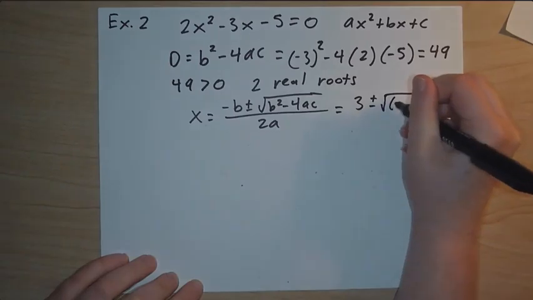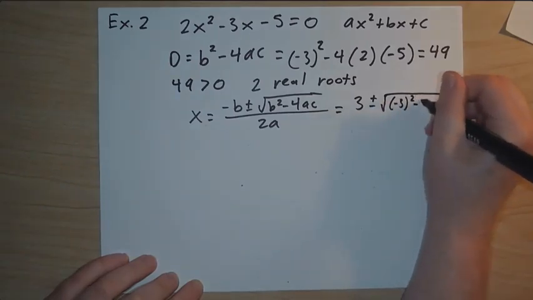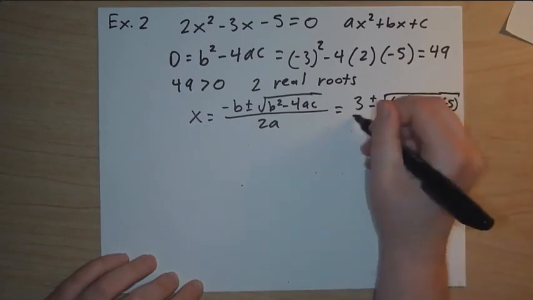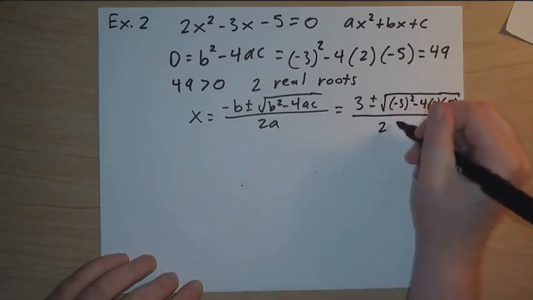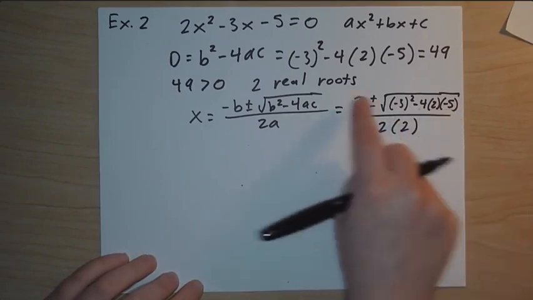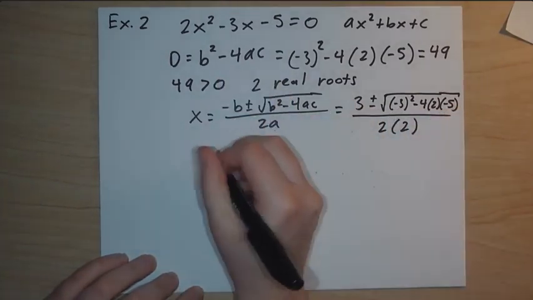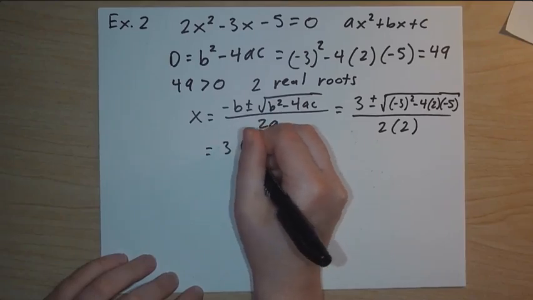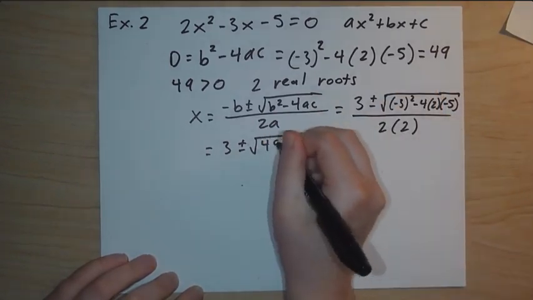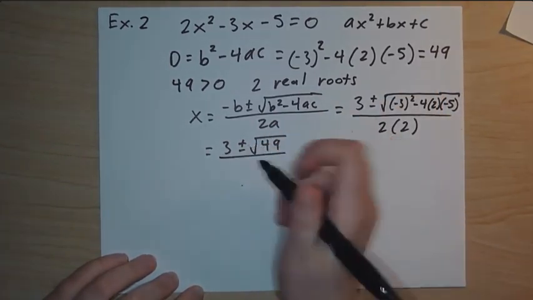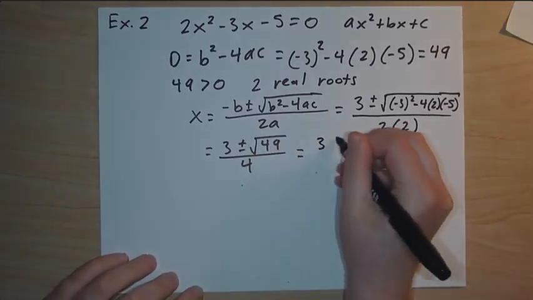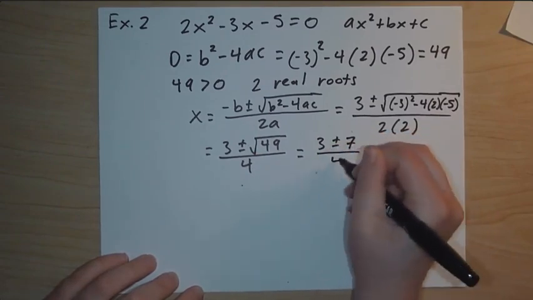So you have positive 3 there, plus minus the square root of b squared, which is negative 3 squared, minus 4 times a, which is 2, times c, which is negative 5, divided by 2 times a, which is 2 times 2. We already figured out what the discriminant was, which is the inside of this square root. So we can immediately simplify this to 3 plus minus the square root of 49, because our discriminant was 49, divided by 2 times 2, which is 4. The square root of 49 is 7, so we can rewrite this as 3 plus minus 7 divided by 4.